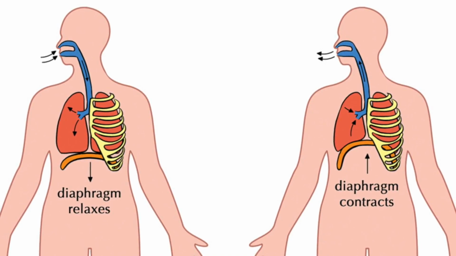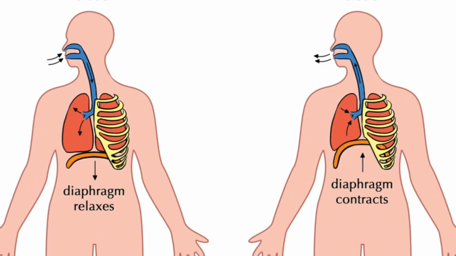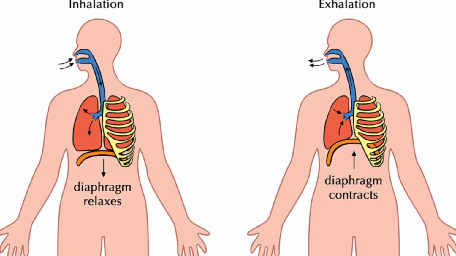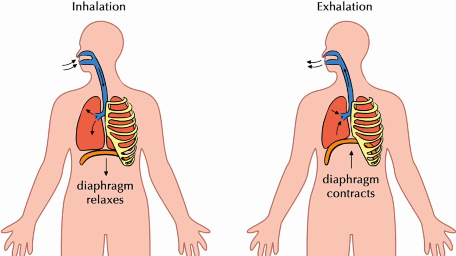A relaxed diaphragm makes the shape of an arch, allowing for volume to increase and pressure to decrease. A contracted diaphragm sits almost flat, decreasing volume and increasing pressure.